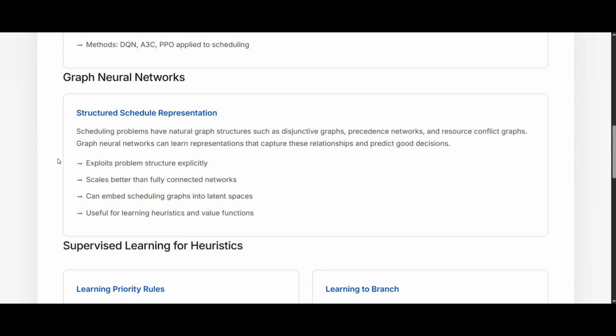What's more, GNNs can embed entire scheduling graphs into smaller, dense representations called latent spaces. And that makes them useful for learning heuristics, basically shortcuts to good decisions, and estimating value functions that guide scheduling.